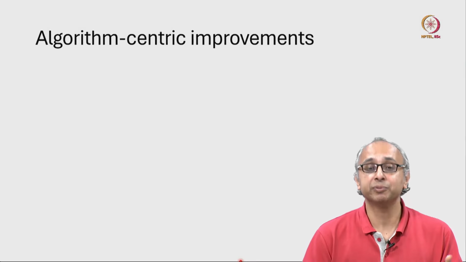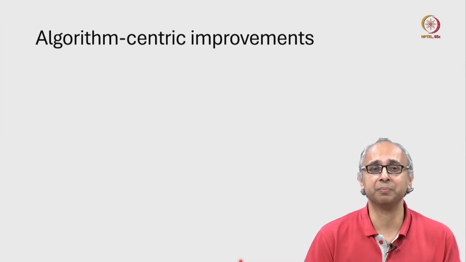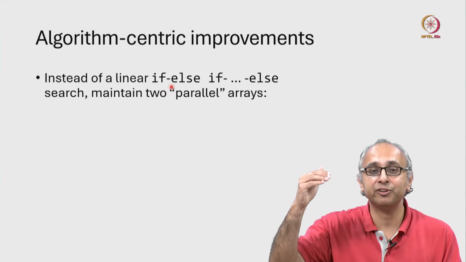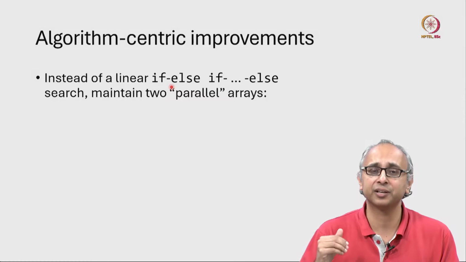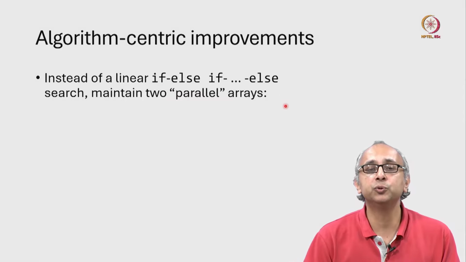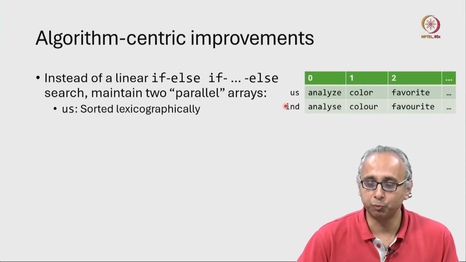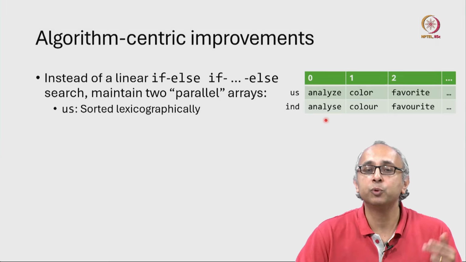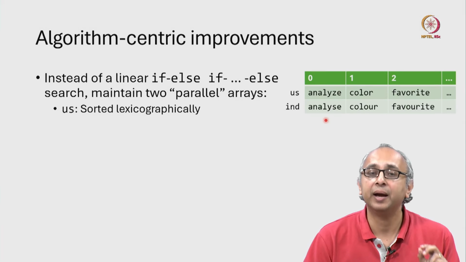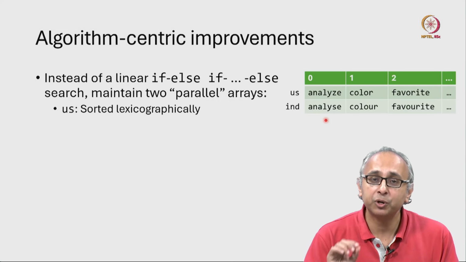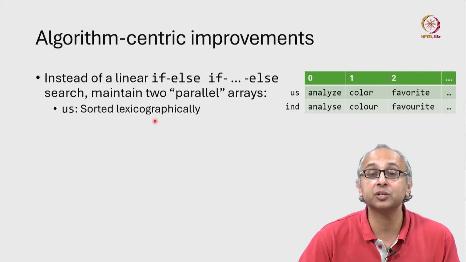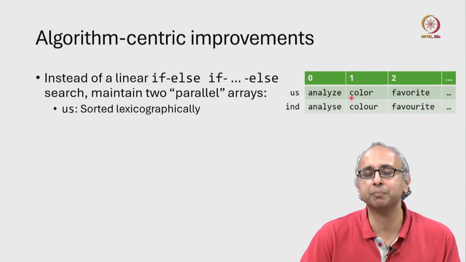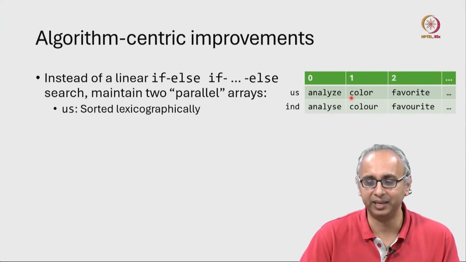So the first type of improvement we are going to try is algorithm-centric. So instead of having a linear chain of if, else if, else if, else if, else code, we will maintain 2 parallel arrays. One of the arrays is going to contain the US spellings, and then we're going to have a parallel array which has the corresponding Indian spelling. Now we're going to make sure that the US spelling is sorted in lexicographic order, which is dictionary order. So analyze will come before color because A comes before C in the alphabet, right?